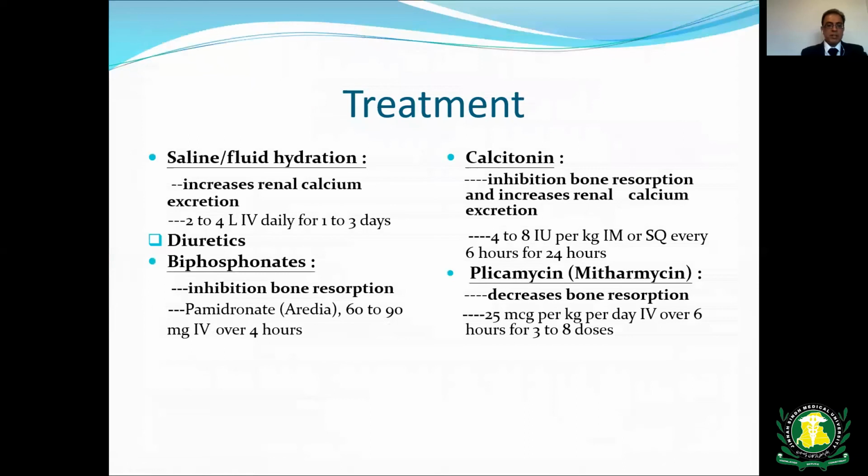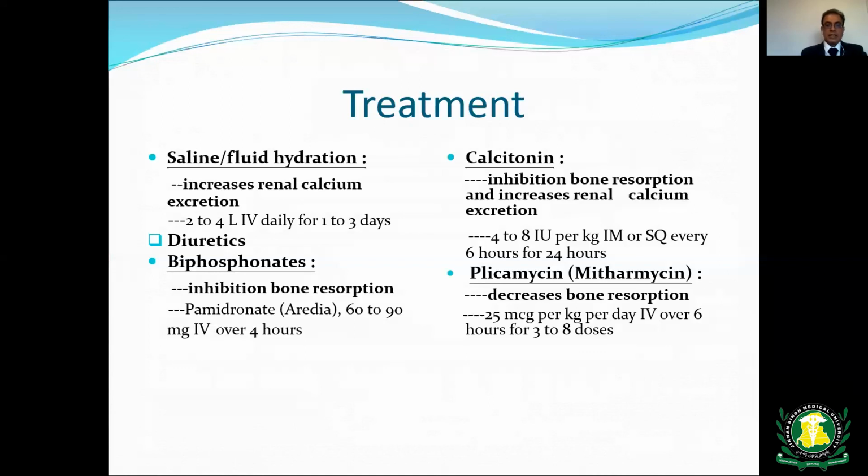So treatment is to start fluid hydration, because in patients with hypercalcemia, the most important clinical presentations are polyuria, polydipsia, thirst, constipation, abdominal pain. So they are very dry. You start with saline, give plenty of saline. If the cardiovascular and renal function allow, give at least 3 liters of normal saline per day, and then check your calcium regularly.